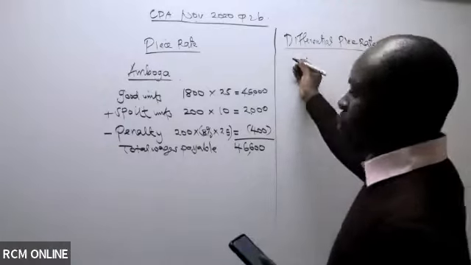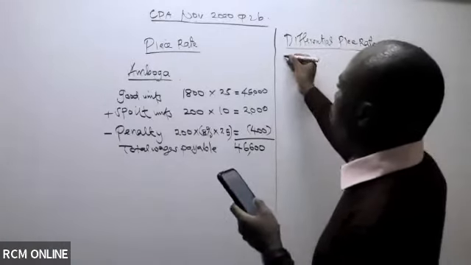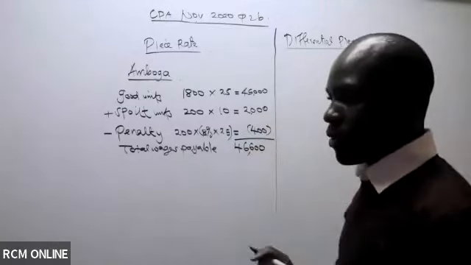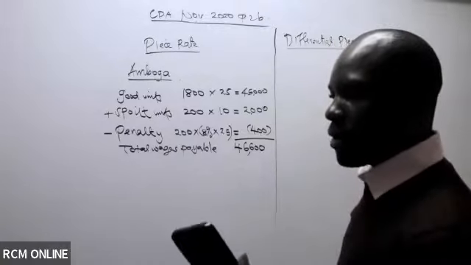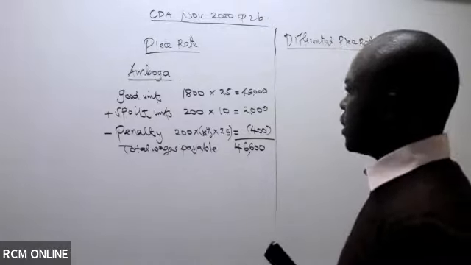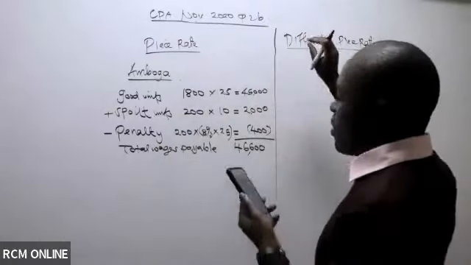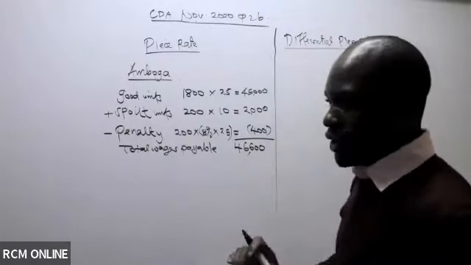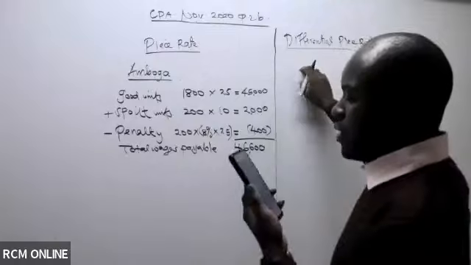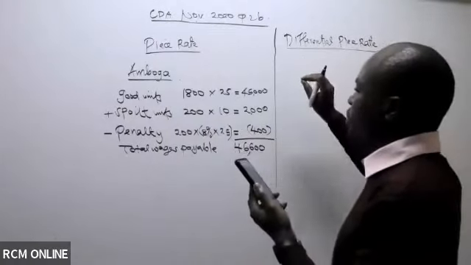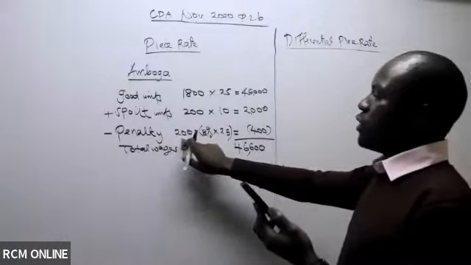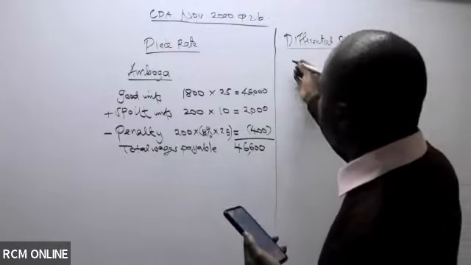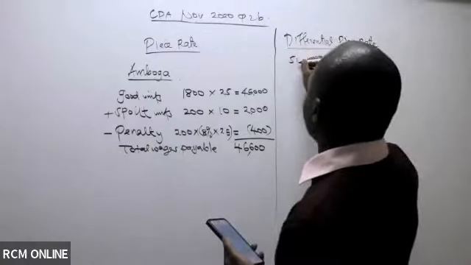Now, the first scale is 1 to 250 units. So the first 250 units will be paid for at what rate? At 15 shillings. But we are told the spoiled goods, the 200, will be deducted from the first scale. So from the 250 units, we are going to take the spoiled.